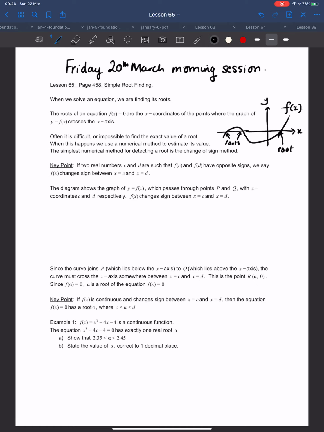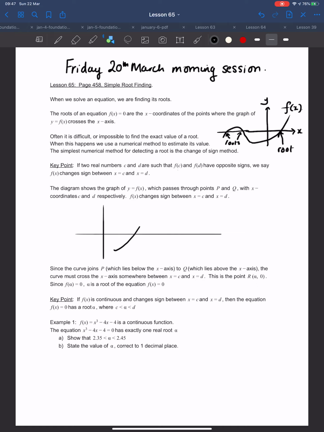If you've got f of c and f of d, two numbers c and d, when you evaluate f of c and f of d, if one's positive and one's negative, it can be either way round, but the other one is the opposite sign, we say it changes sign. That means there's a root between c and d.